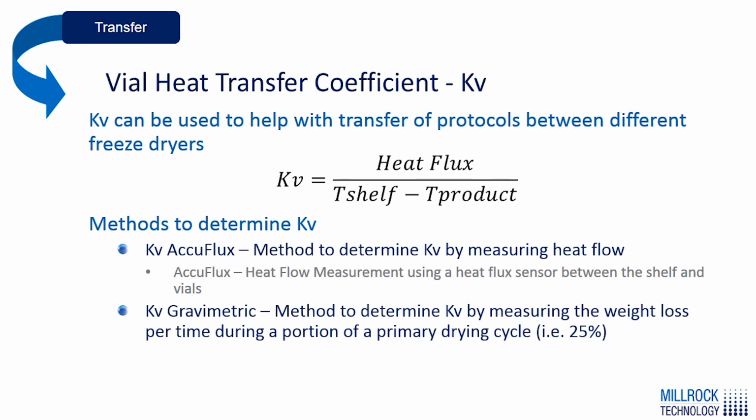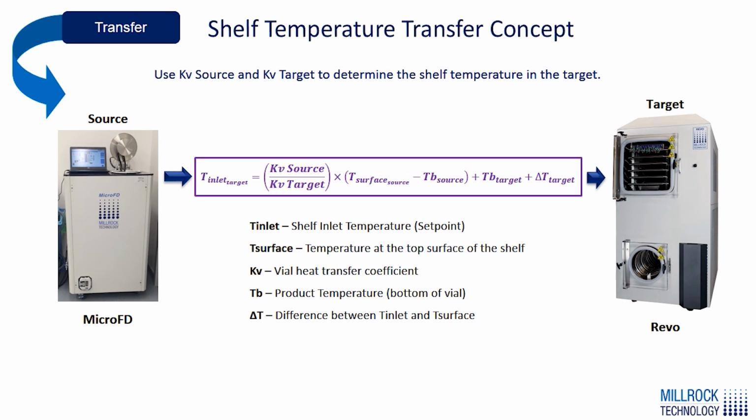So here we take this equation for KV and we rearrange it a little bit, so we have heat flux on one side all on its own. So we have KV times (T shelf minus T product) equals the heat flux. And we'll do that for both systems, and then we'll set those heat fluxes equal to each other. And we'll rearrange it again to see what the new T shelf we should use is. So if we do that, here's the equation we get when we've rearranged it. And it essentially comes down to the ratio between the KV of the source unit and the KV of the target unit that we're transferring to.